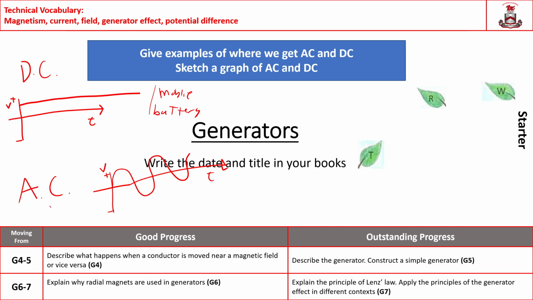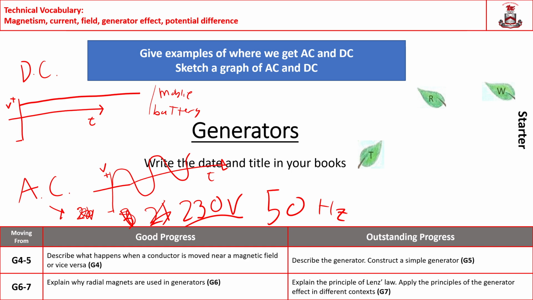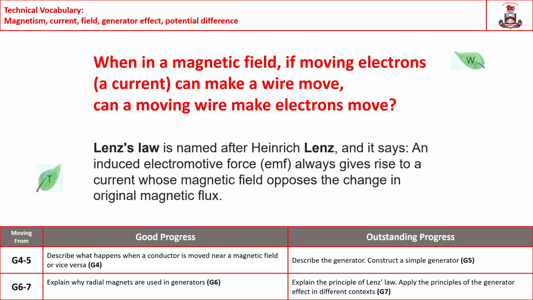You need to know specifically that anything that is plugged into the mains uses alternating current. So your plug sockets at home are alternating current. Now you need to know the mains voltage, 230 volts. The mains voltage is that, and the frequency is 50 Hertz. Okay. If you can't remember, you're going to have to go back in your notes and have a little look. But we're going to move on now.